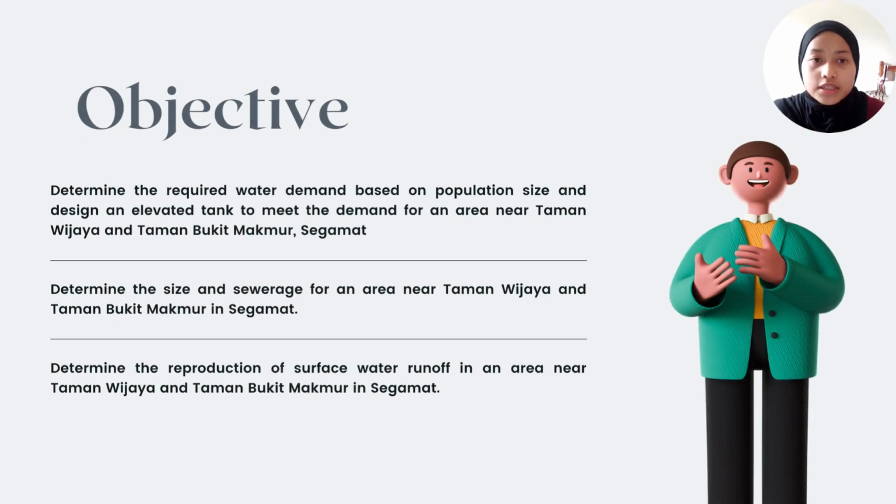So for the objectives of this project, there are 3. The first one is to determine the required water demand based on population size and design an elevated tank to meet the demand for an area near to Taman Wijaya and Taman Bukit Makmur. The second one is to determine the size of the sewerage for an area that is near to Taman Wijaya and Taman Bukit Makmur, Segamat Johor. And the last one is to determine the reproduction of surface water runoff in an area that is near to Taman Wijaya and Taman Bukit Makmur.